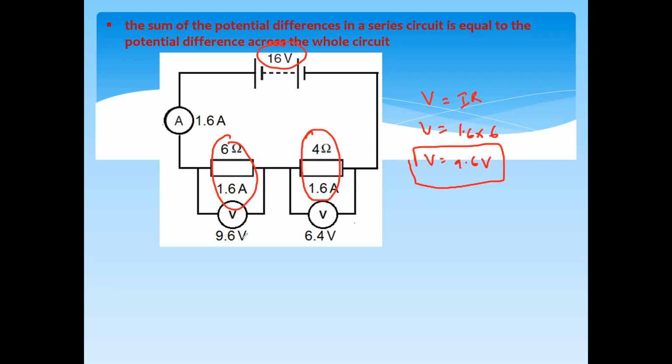Or you can also find it this way: because we know the resistance is 4 and we know the current, we'll again use the formula V = IR. I is the current which is 1.6 and R is the resistance which is 4. So 1.6 multiplied by 4 gives 6.4 volts. So the total voltage, 9.6 plus 6.4, sums to 16. So the sum of the potential differences in the series is equal to the potential difference of the whole circuit, or we can say the EMF of the battery.